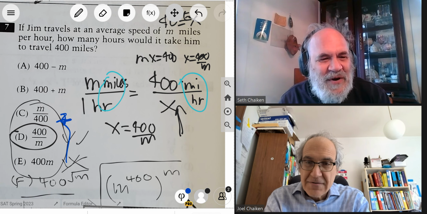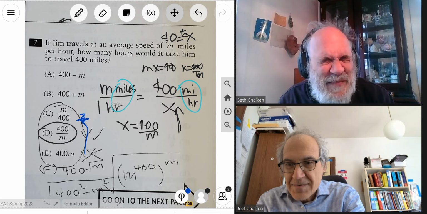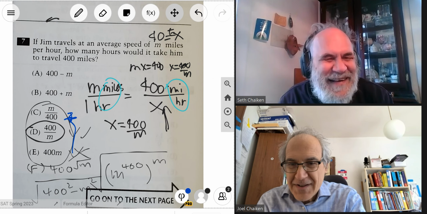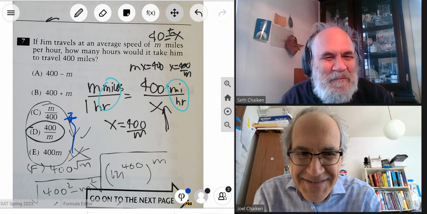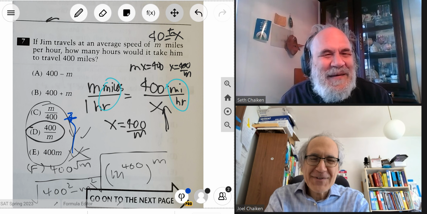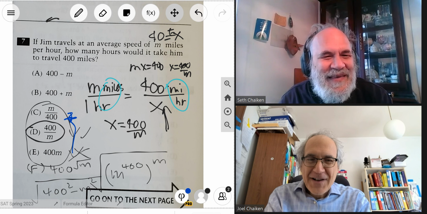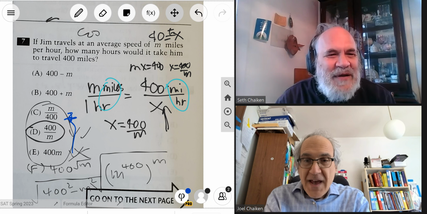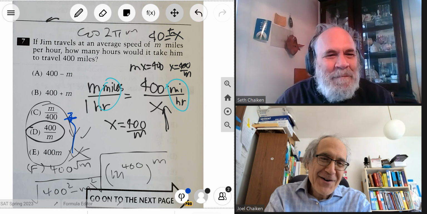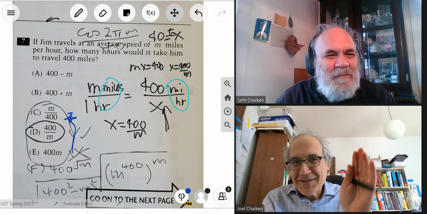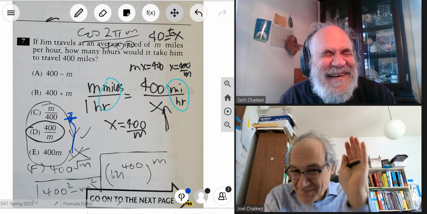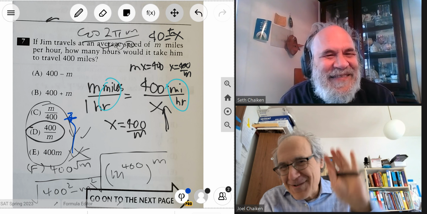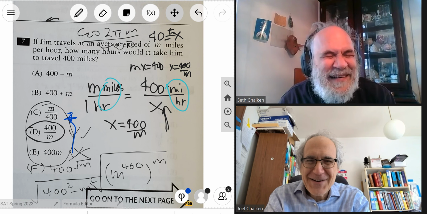How about the square root of 400 squared minus m squared? Oh, you're talking Pythagorean theorem or something like that. So that's just playing around, just having fun with the problem. You gotta try to have fun, although studying for the SAT is serious. How about cosine of 2 pi m over 400? You're just going overboard now, throwing the kitchen sink at the problem.